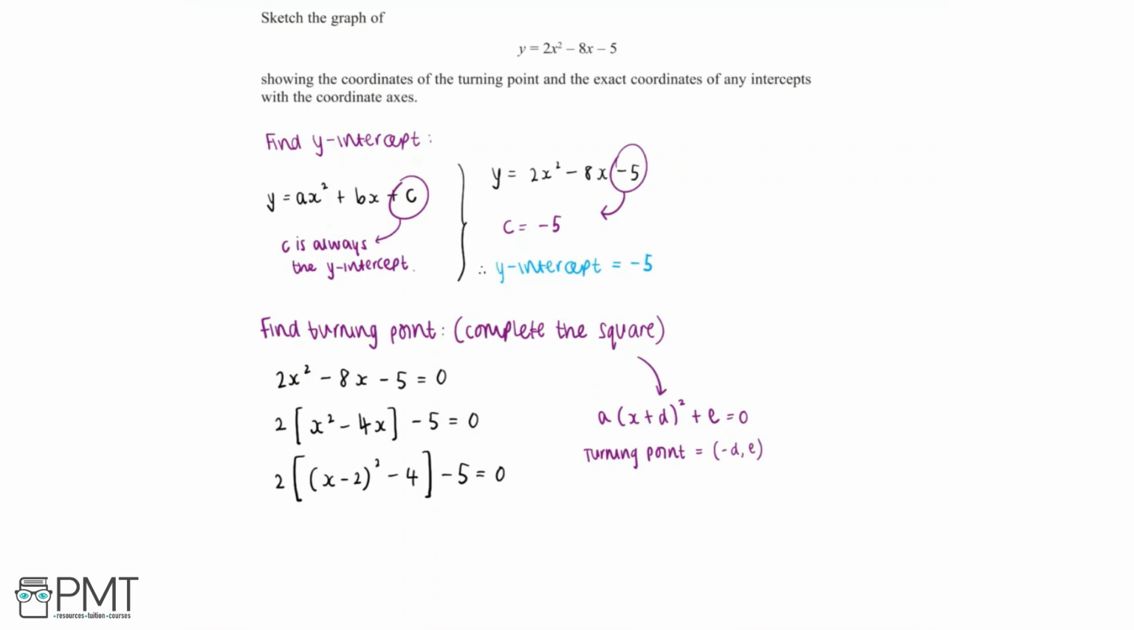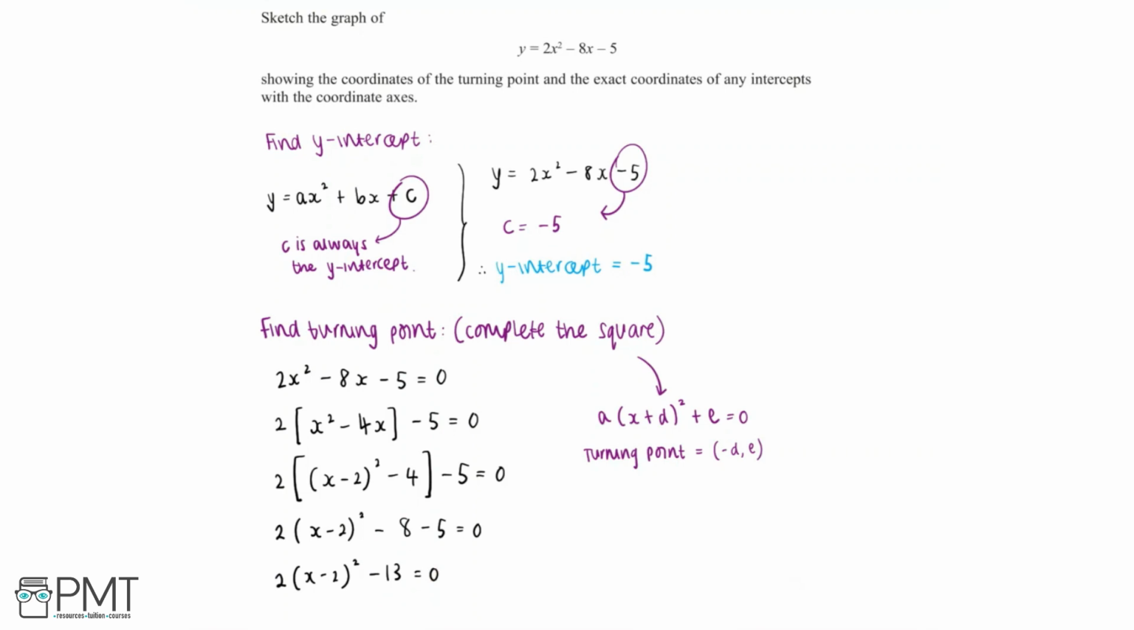Now let's simplify this further. We have 2 outside of the square brackets. And so this means that we have 2 multiplied by x minus 2 all squared, and then we have 2 multiplied by minus 4. And so 2 multiplied by x minus 2 all squared can still be written as 2 multiplied by x minus 2 all squared, but 2 multiplied by minus 4 can be written as minus 8. And we still have the minus 5 at the end. Now let's simplify minus 8 minus 5, which is equal to minus 13.